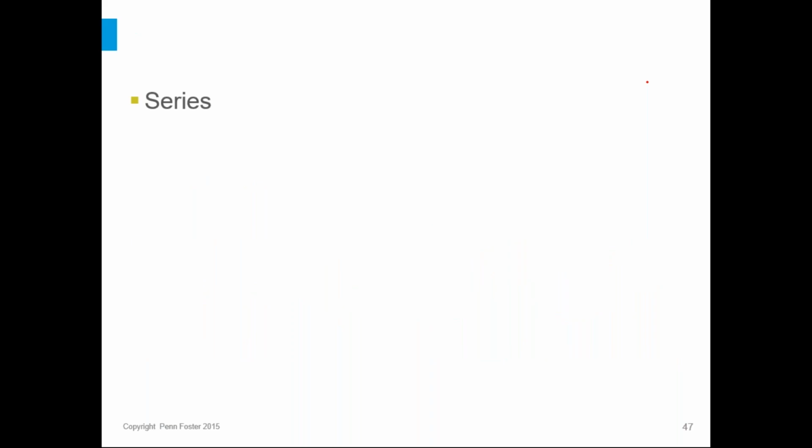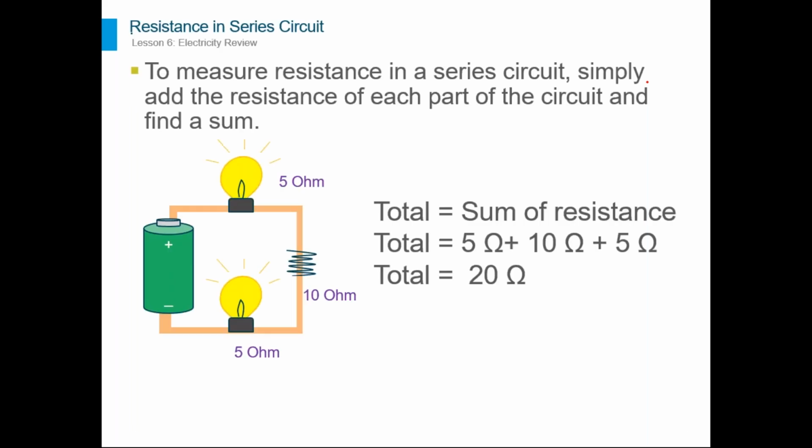So we're going to look at some aspects of series circuits first, and then we'll go do parallel. So first is resistance in a series circuit, and it's actually very simple. You just add together the resistance of each individual resistor. So we have this little circuit that has three resistors. It has a 5 ohm light bulb, a 10 ohm squiggly resistor, and a 5 ohm light bulb. So we just add them together. 5, 10, and 5 gives us 20. So that is all you have to do to find the resistance of a series circuit.